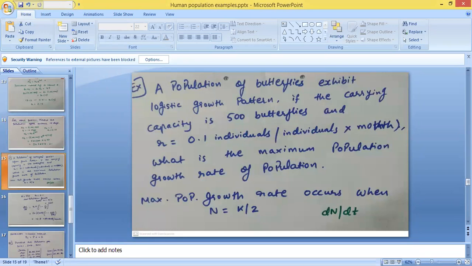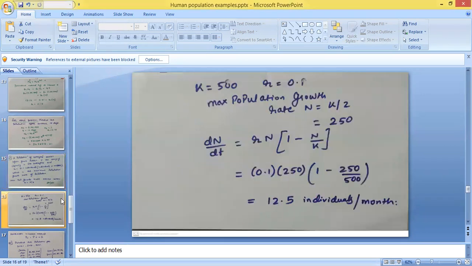Next is, a population of butterflies exhibits a logistic growth pattern. The carrying capacity, so this is the K value, is 500 butterflies and rate r is equal to 0.1. What is the maximum population growth rate of the population? So maximum population growth rate will occur when N is equal to K by 2. Using the equation, K is given as 500, r is equal to 0.1. K is 500, so N will be equal to 250.